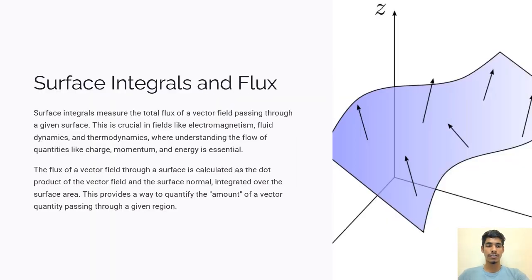Surface integrals and flux. Surface integrals measure the total flux of a vector field, and are used in electromagnetism, fluid dynamics, and thermodynamics, where understanding the flow of quantities like charge, momentum, and energy is essential. The flux of a vector field through a surface is calculated as the dot product of the vector field and the surface normal integrated over the surface area. This provides a way to quantify the amount of the vector quantity passing through a given region.